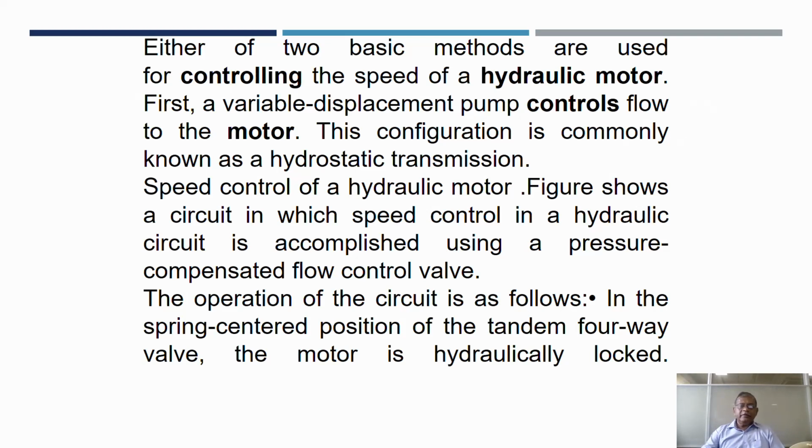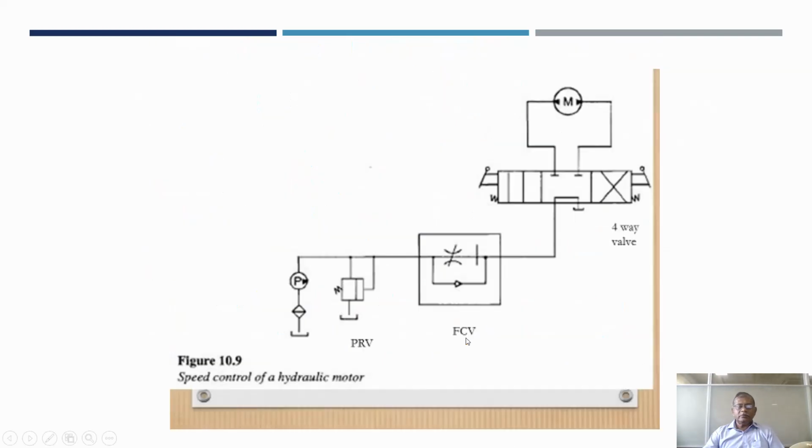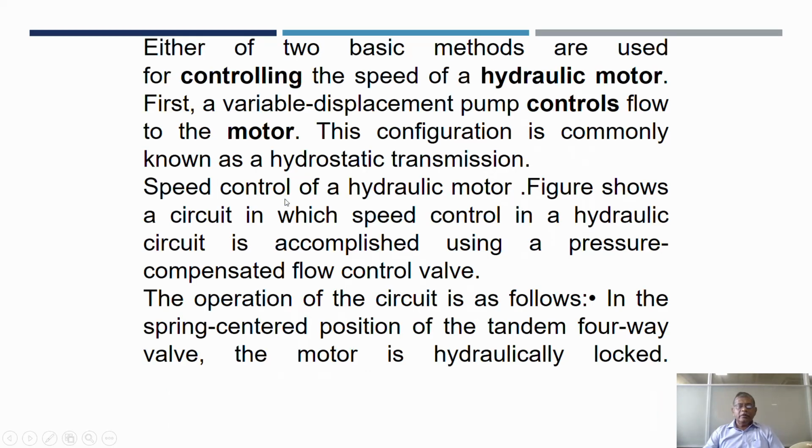Here the figure shows the circuit. Here you can see the circuit. I will come back to this later. The figure shows the circuit in which speed control in a hydraulic circuit is accomplished using a pressure compensated flow control valve. The operation of the circuit is as follows.